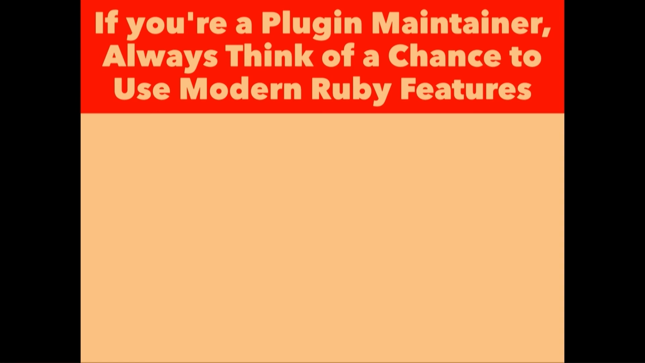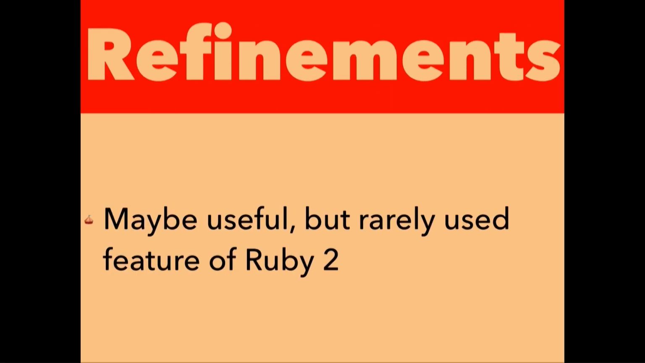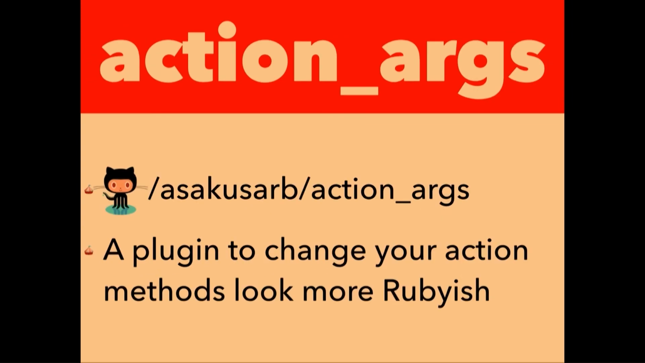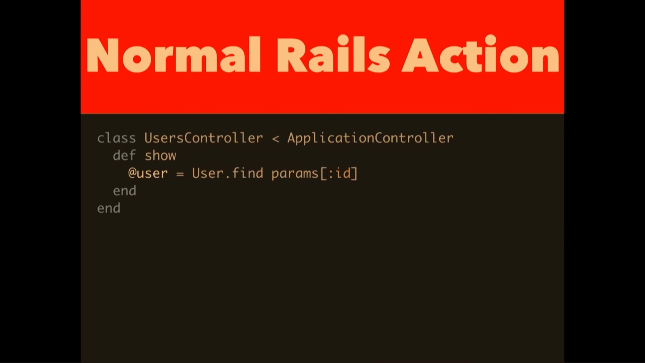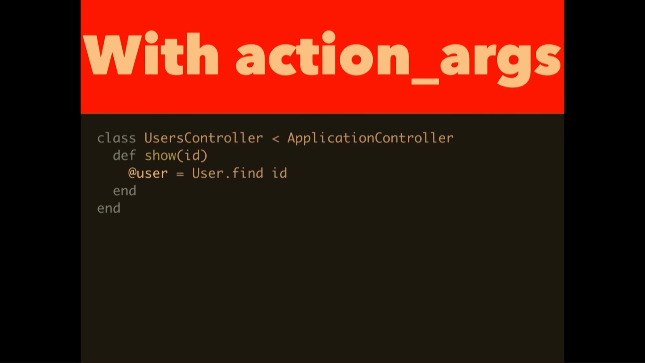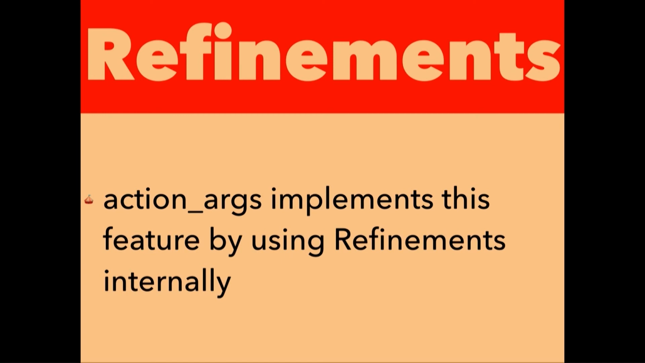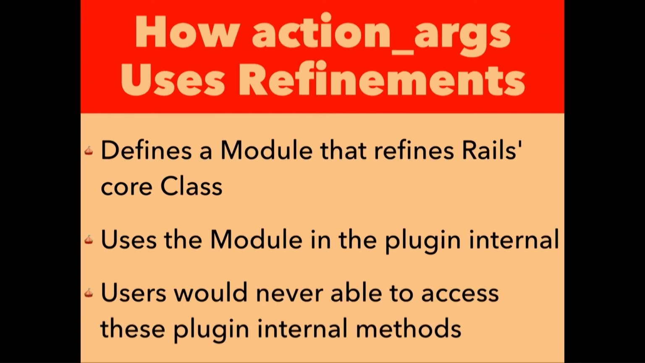Okay. So here's an actual example of using a modern Ruby feature called refinements. I'm going to show you an example from the Action Args gem, which is a plugin that makes your Rails code like this look like this, very Ruby-ish, right? Action Args implements this feature using refinements internally. It defines a module that refines Action Controller, then uses the module only inside the plugin. So users will never be able to access these ugly monkey patches.